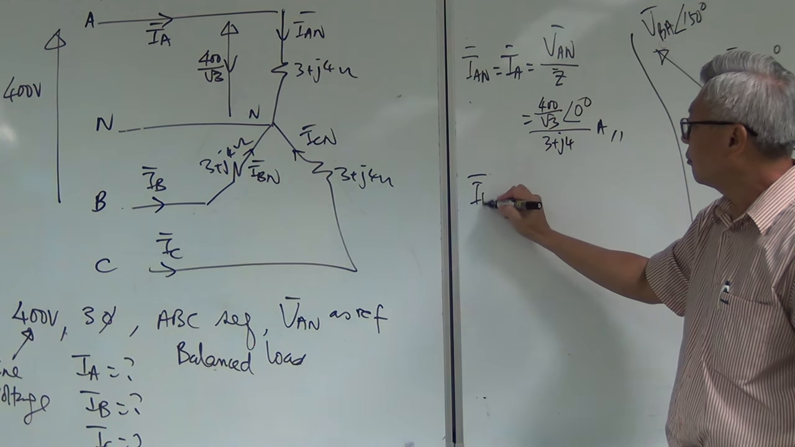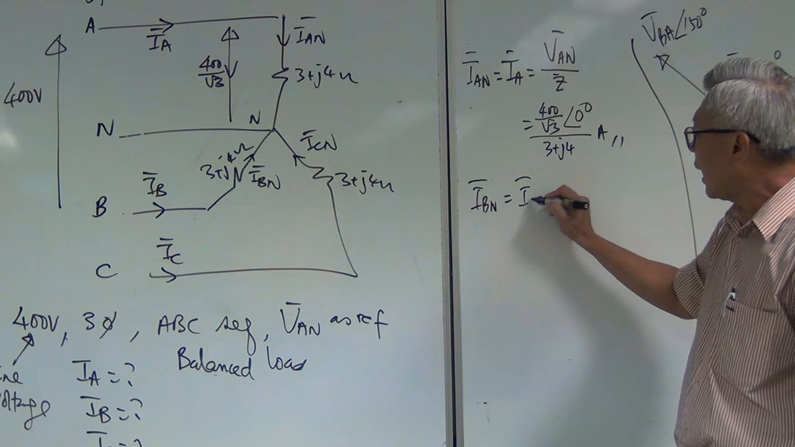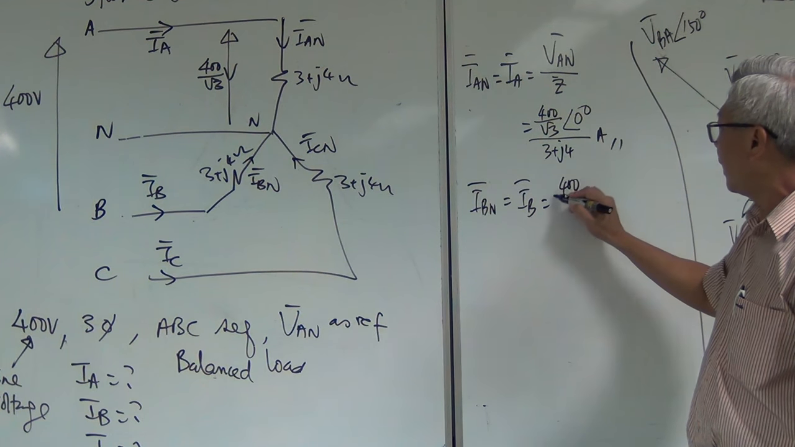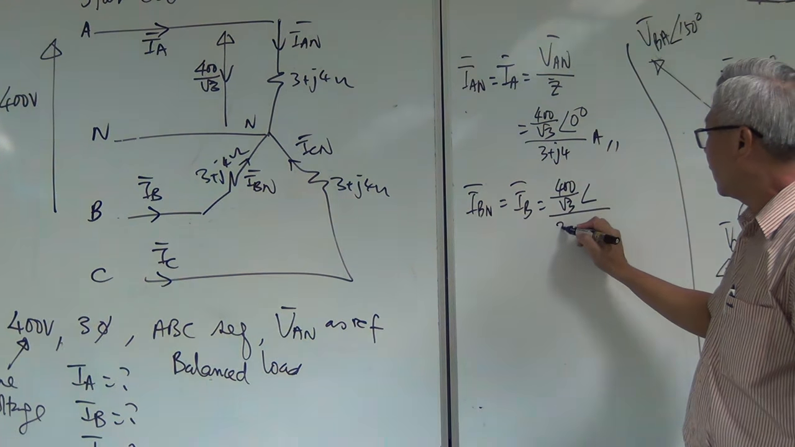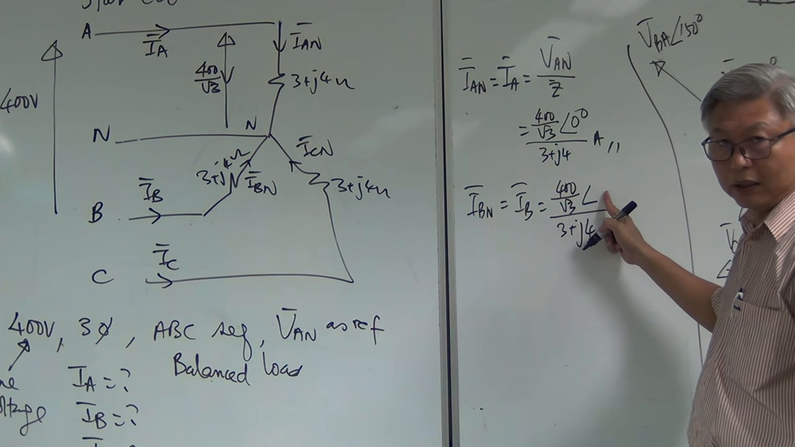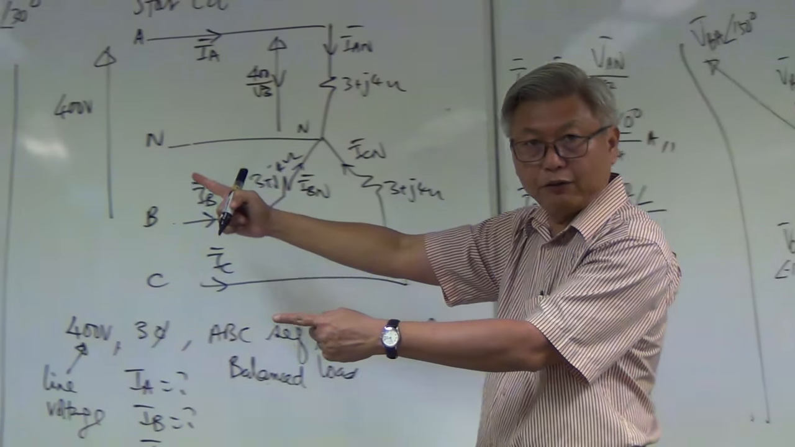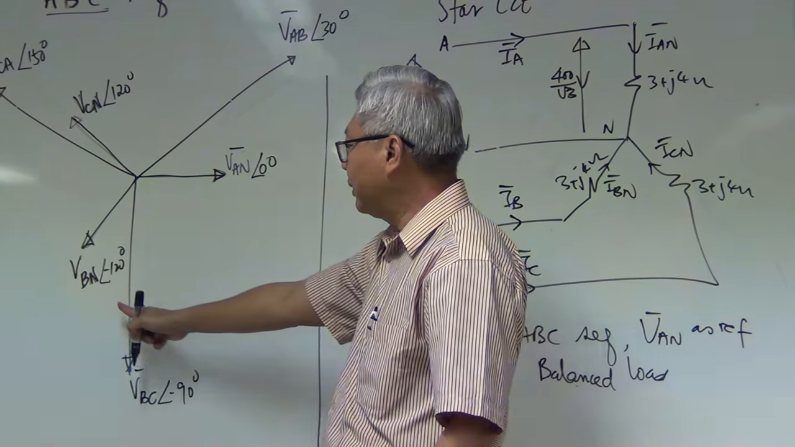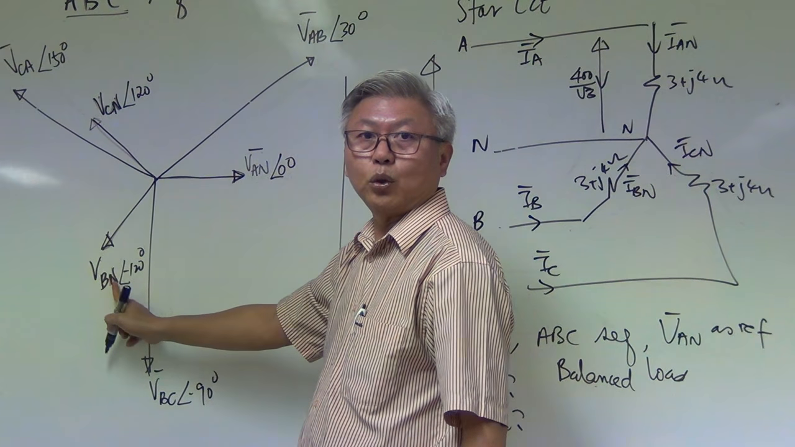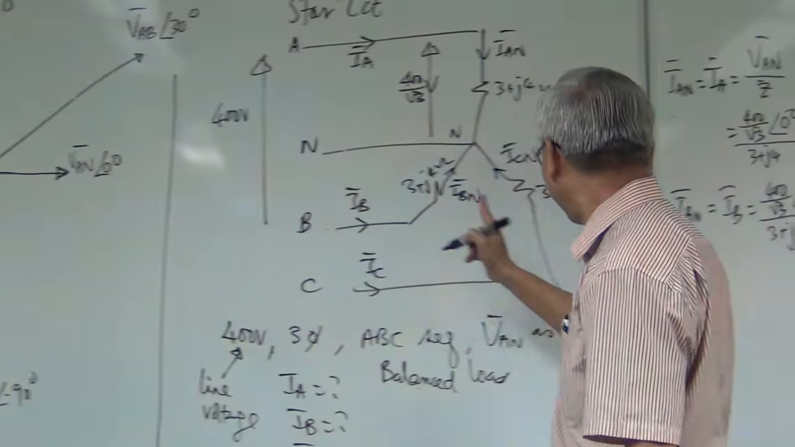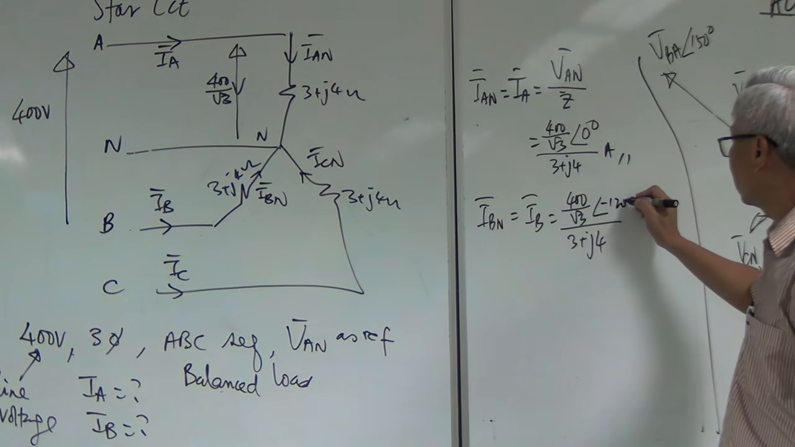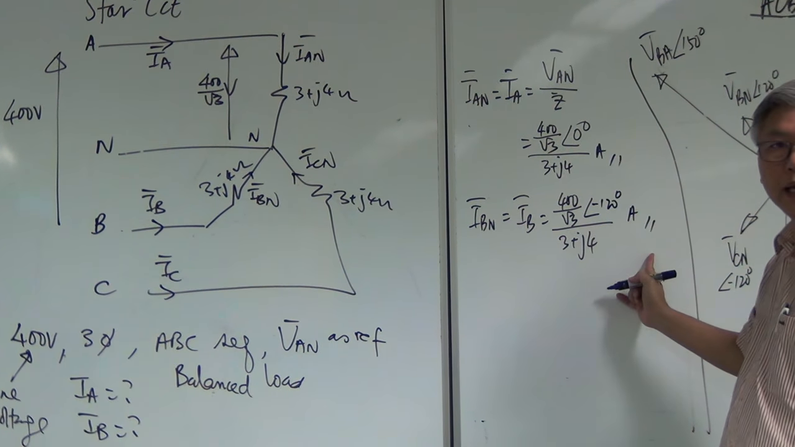Then IBN is the same as IB. So it's 400 divided by square root 3. What is the angle? And how to get the angle? Remember, we have to go back and refer to our phasor diagram. So VBN is minus 120 degree. Right? So we come back and we substitute the minus 120 degree. So then we get the answer.